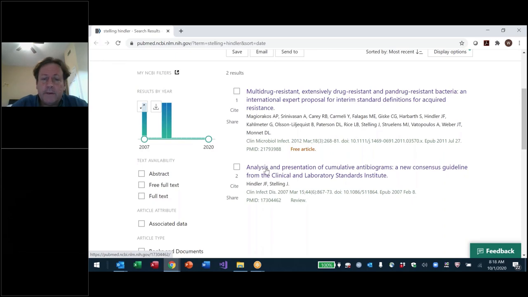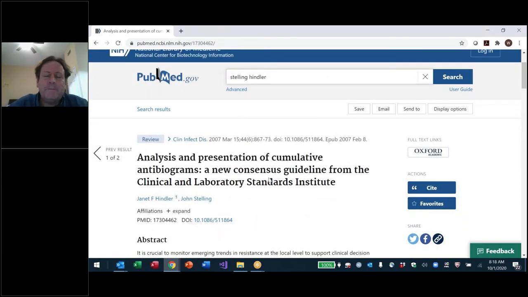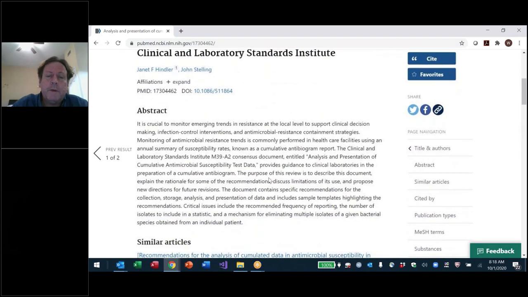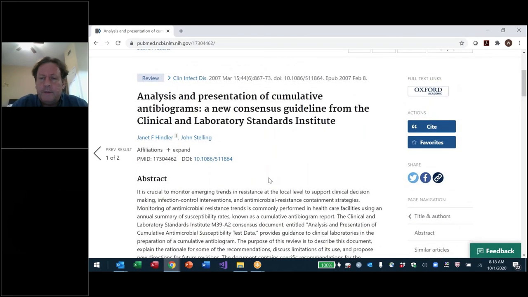But Janet and I together, just the two of us, we did this publication in 2007, where, because the M39 is a commercial document, we made a free version of it as an article. And it also accompanied the M39. We want to redo something like this with more authors on it. So these are some resources for guidance on how to do antibiograms.